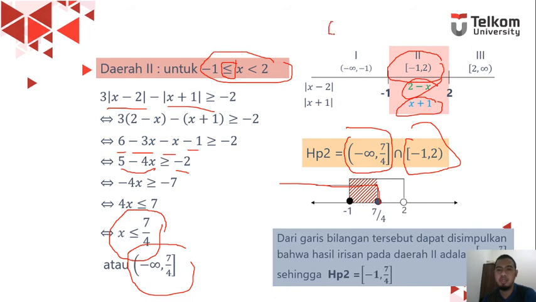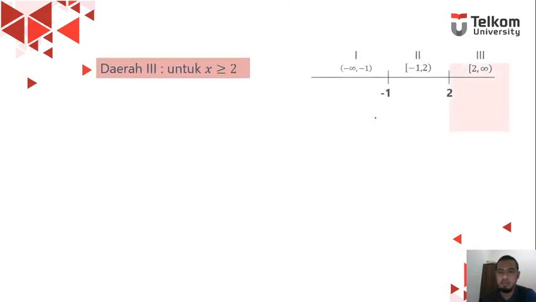In here, we already get minus infinity until minus 1. Also, in the second region, we will get this one, minus 1 until 7 over 4. Okay, so the last one, the third area. In the third area, x is bigger than 2. In the x bigger than 2, we will use this one, and also in x plus 1 we use this one.